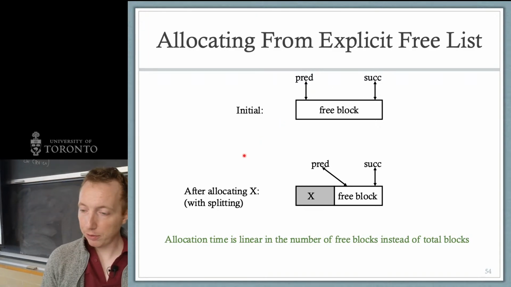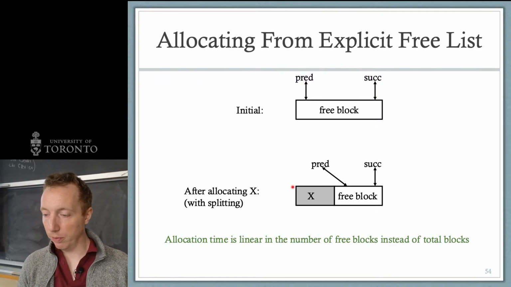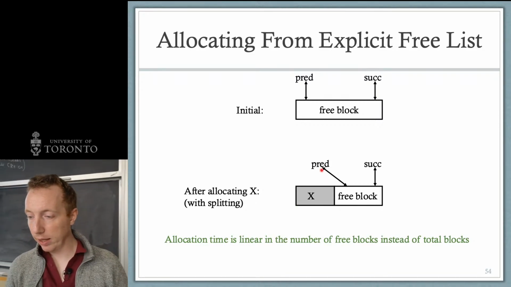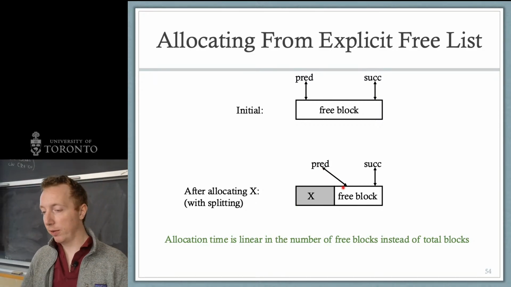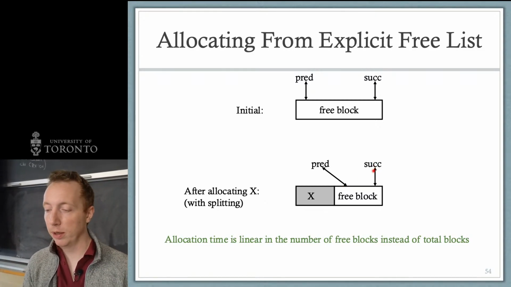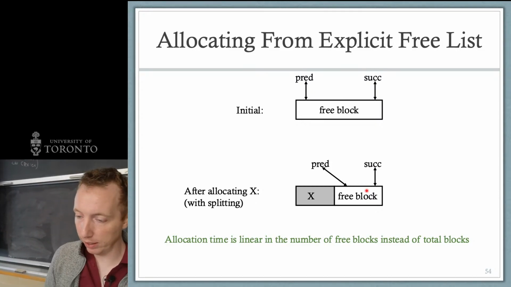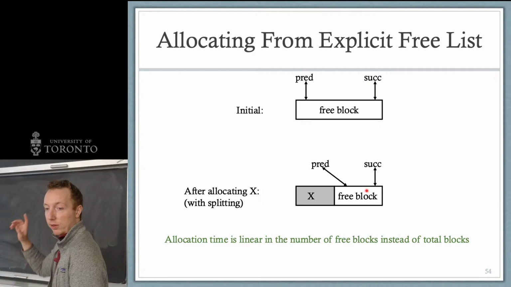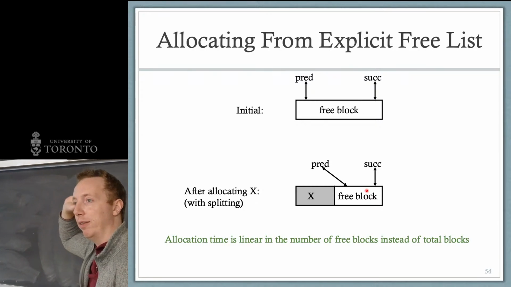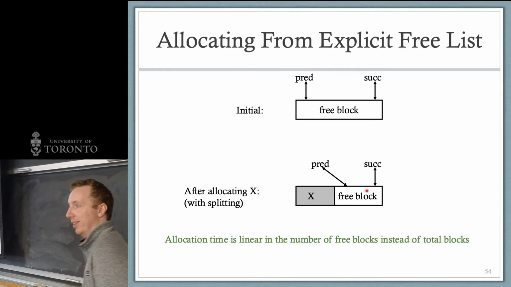And then after you allocate it, well, you need to split that. So this space would be used for the allocation. You just give the allocation block. Now your predecessor and successor, or your next and previous, however you want to call them, now just point at that smaller block of free space. And in this case, allocation time will be linear in the number of free blocks instead of total blocks. You just have more pointers, which is always more fun.